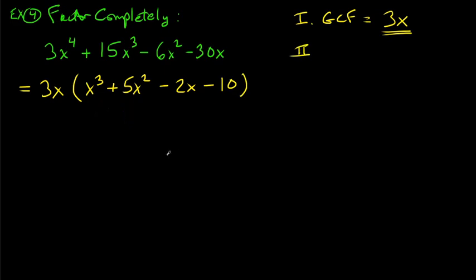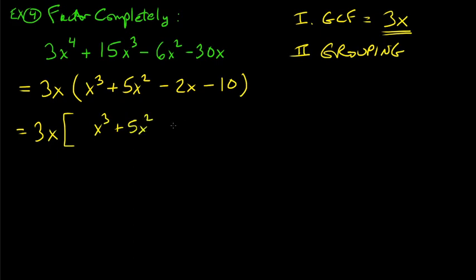So that tells me I might try factoring by grouping. So that's the next step, right? So I'm going to leave the 3x. That's part of the answer here, right? And then we have x cubed plus 5x squared. That's the first 2 terms. And then the minus 2x and the minus 10 are the last 2 terms. And remember, we split this up into 2 parts here, right?